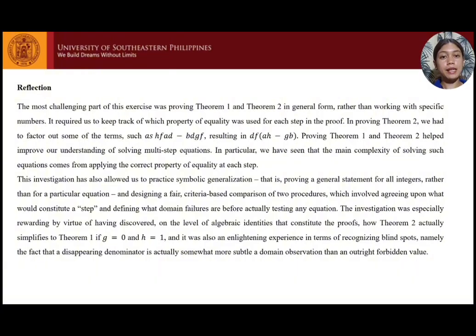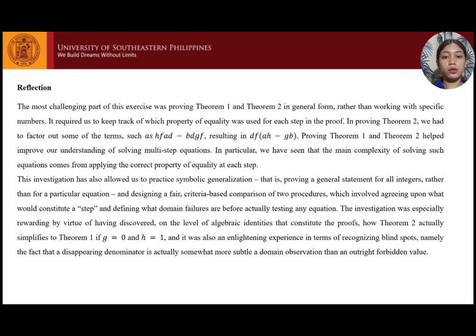Working through these proofs deepened our understanding of multi-step equations in general. We came away seeing clearly that the real complexity in solving these equations isn't the arithmetic. It's applying the correct property of equality at each step. This project also gave us practice in symbolic generalization, proving something true for all integers rather than for one example, and in designing a fair criteria-based comparison, which meant agreeing in advance on what counts as a step and what counts as a domain failure before we ever tested a single equation.